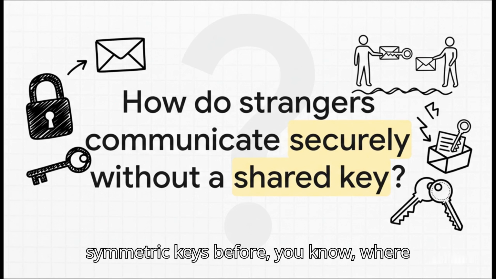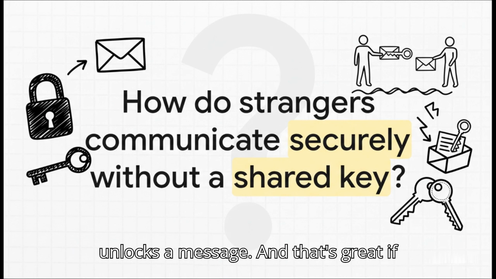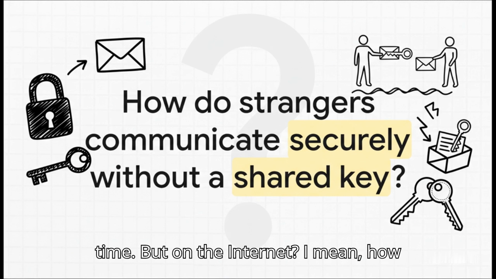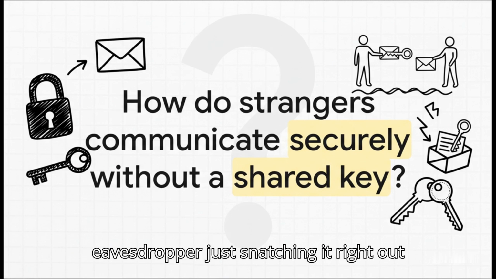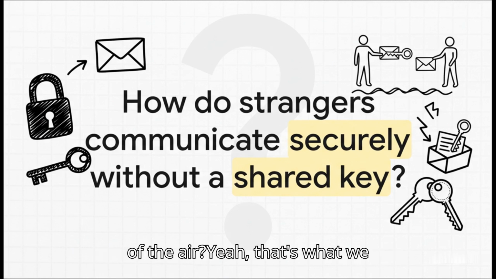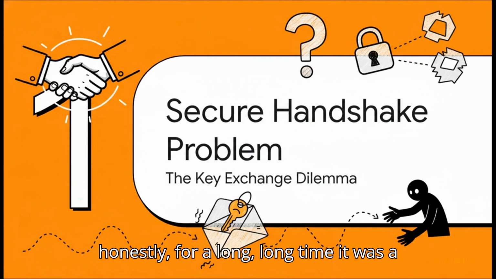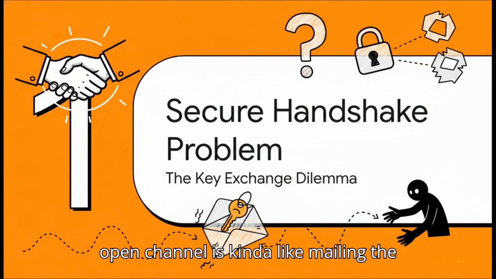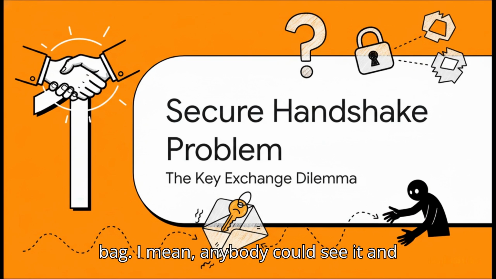Now, we've talked about symmetric keys before, where one single secret key both locks and unlocks a message. And that's great if you can share that key securely ahead of time. But on the internet? How are you supposed to send a secret key to someone you don't know without some eavesdropper just snatching it right out of the air? Yeah, that's what we call the key exchange problem. And honestly, for a long time, it was a huge roadblock. Sending that key over an open channel is kind of like mailing the key to your front door in a clear plastic bag. Anybody could see it and just grab it.